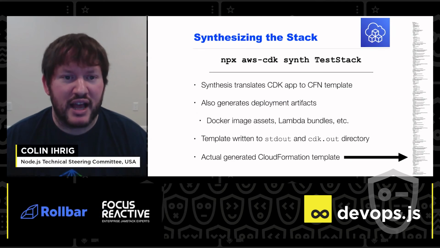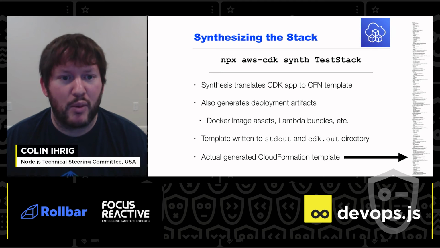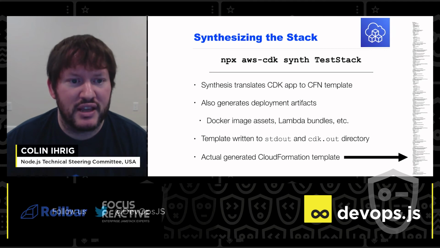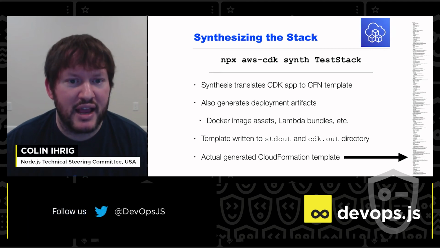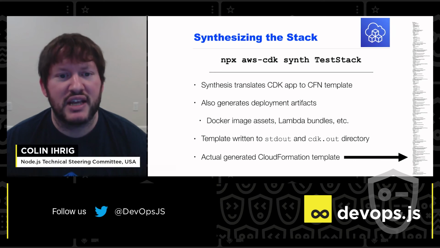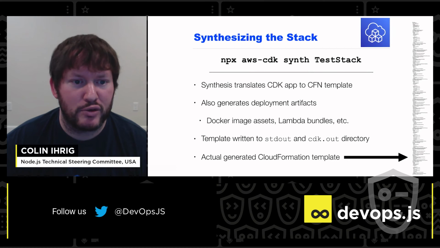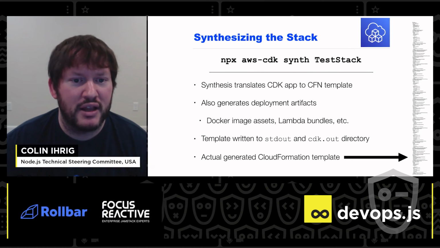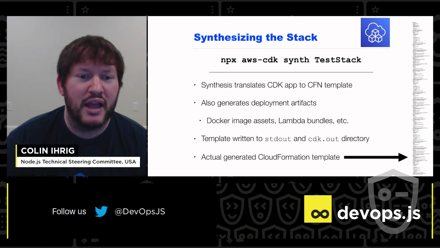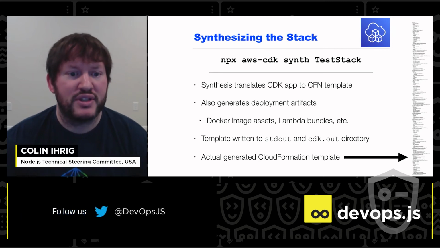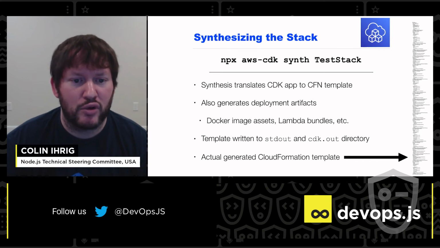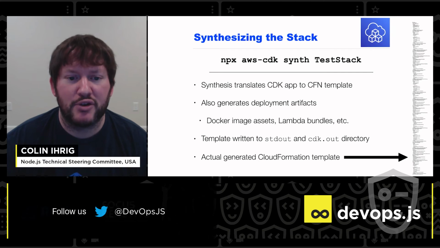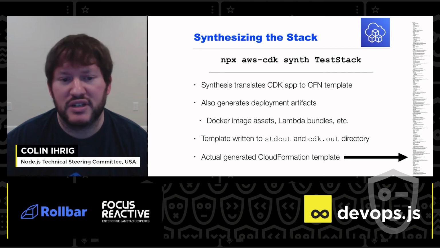You can actually do the synthesizing step as a separate step without needing to deploy it, which is nice for local testing and unit tests. So you would do that via npx aws-cdk synth, and then the name of your stack. So in this case, TestStack. It'll translate your CDK app into a CloudFormation template. It'll generate any of the deployment artifacts, such as Docker images. If you're deploying any Lambdas, it will bundle those up for you. And then it'll write everything to standard output, since this is just a synthesis and not a deployment, but it'll also create your cdk.out directory, which is where everything is stored before it's deployed.